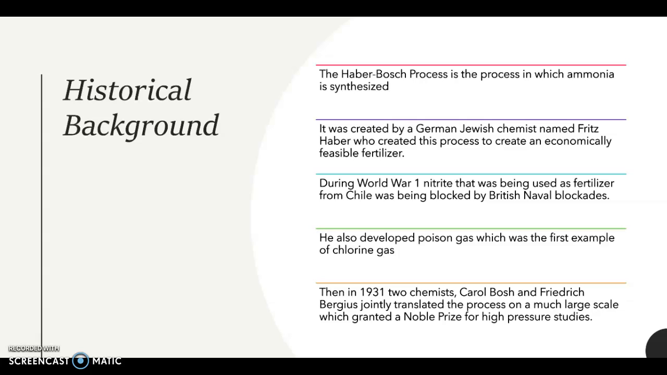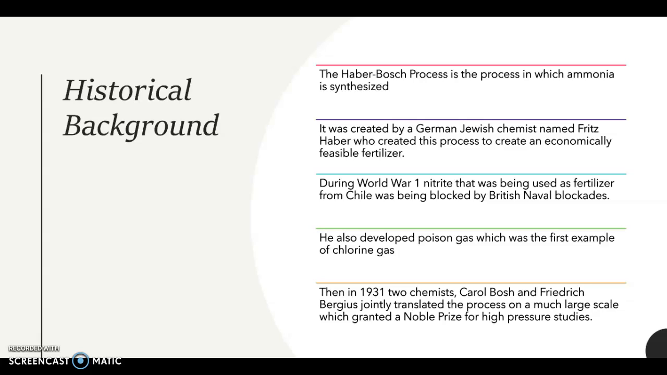It was created by a German Jewish chemist named Fritz Haber, who created this process to create an economically feasible fertilizer. During World War I, nitrate that was being used as fertilizer from Chile was being blocked by British naval blockades. So they couldn't bring any of that nitrate in. He also developed poison gas, which was the first example of chlorine gas during the war as well.